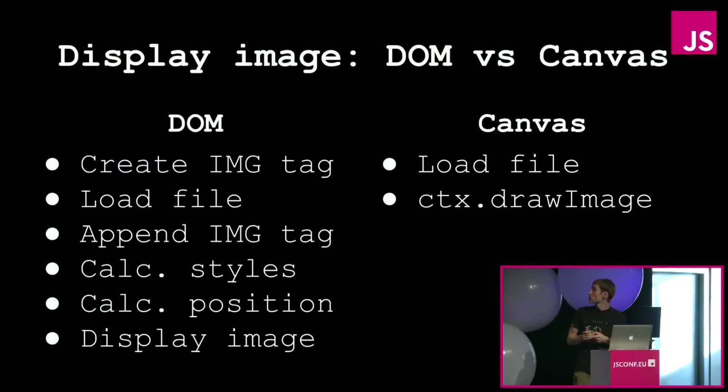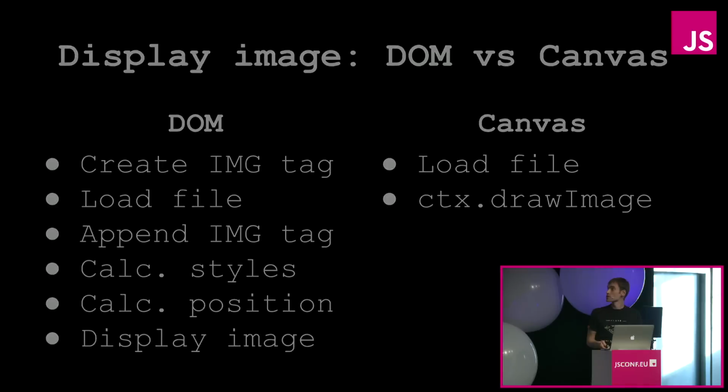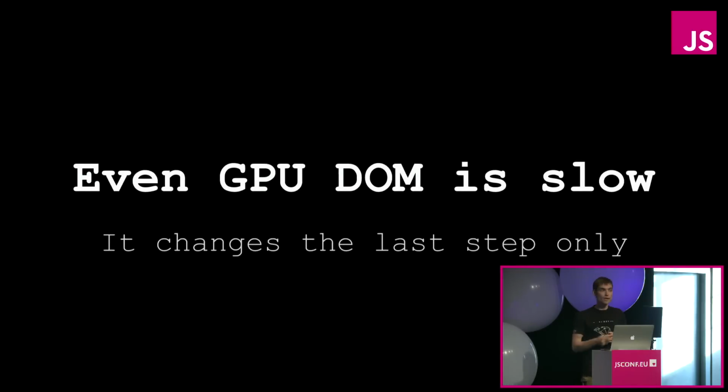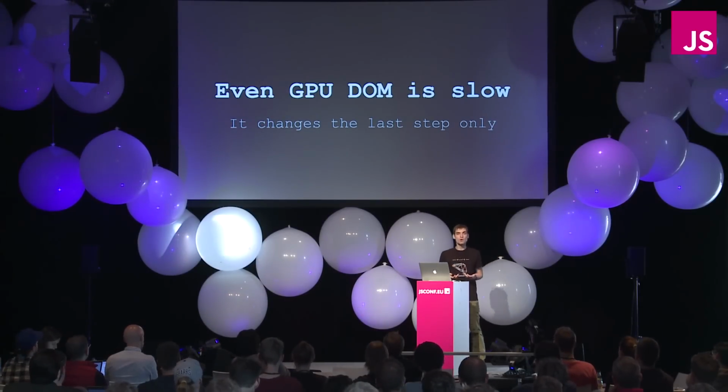So the DOM is slow. Let's consider how an image is going to be displayed in the DOM and in Canvas. For the DOM, you need to create an image tag, load the file, add the image tag to the DOM, calculate which styles to apply, then calculate position based on the styles, then display the image. Okay, not that much, but for Canvas it's much less. Load an image, display an image, and it's easy. So even GPU-accelerated DOM is slow because it only changes how the image is displayed. The DOM still stays, this complex model still stays.